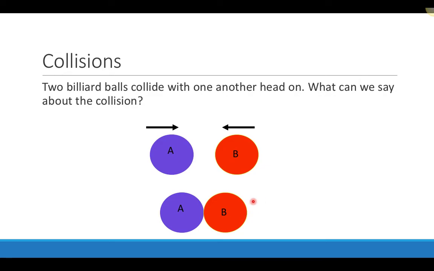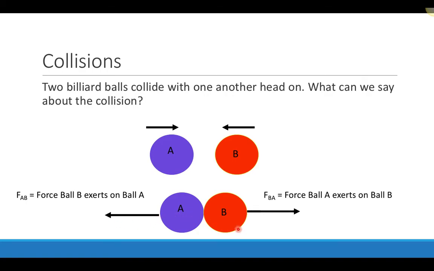And so when they strike one another, ball B exerts a force on ball A, and that force is going to be to the left. But in turn, according to Newton's third law, ball A exerts a force back on ball B. So these two forces are acting on different objects, but they are a pair of forces according to Newton's third law, because Newton's third law pairs of forces always are exerted on different objects.